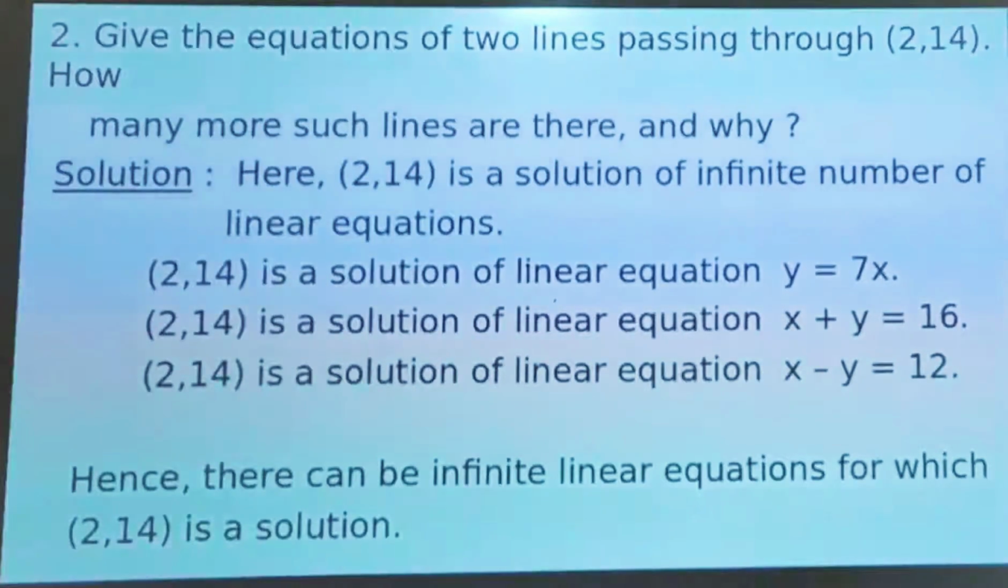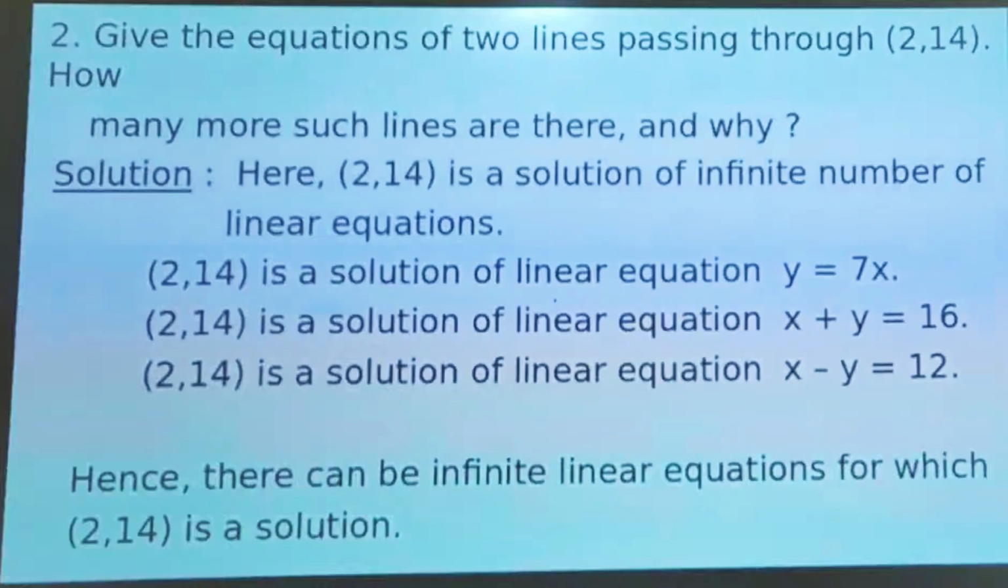So (2, 14) is a solution of the linear equation y equal to 7x. Here you can see that x is given as 2 and y is given as 14. We know that in the table of 2 we get 14, that is 7 twos are 14. So when we take y as 14, that is 7 into x, 7 twos are 14. Another linear equation we can make is that (2, 14) is a solution of the linear equation x plus y equal to 16. You know that when we add 2 plus 14 we will get 16.